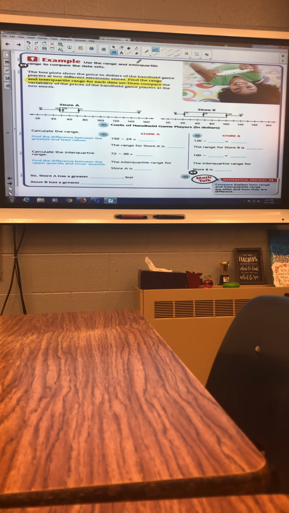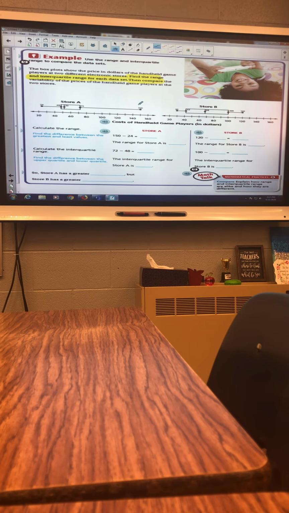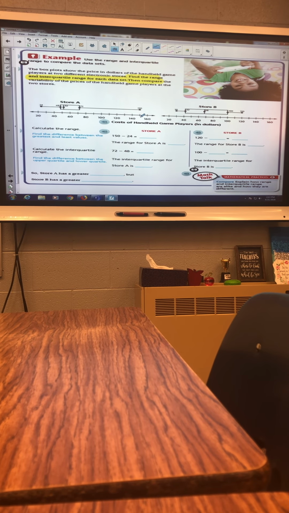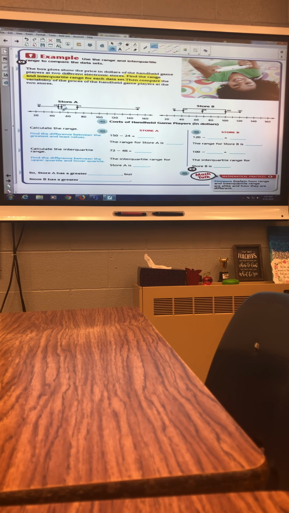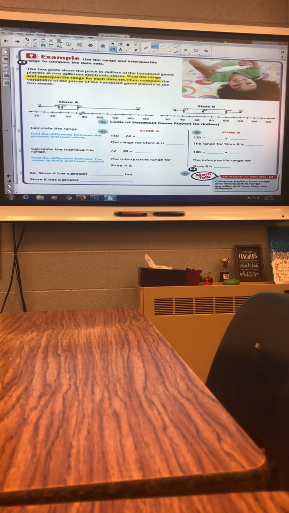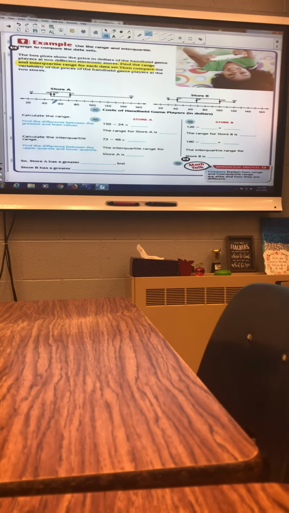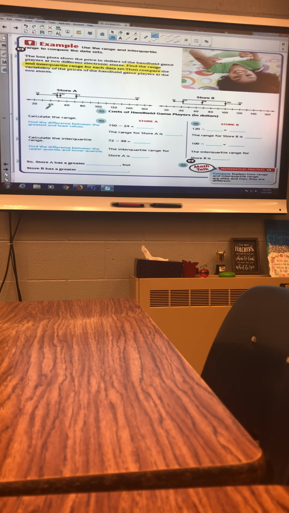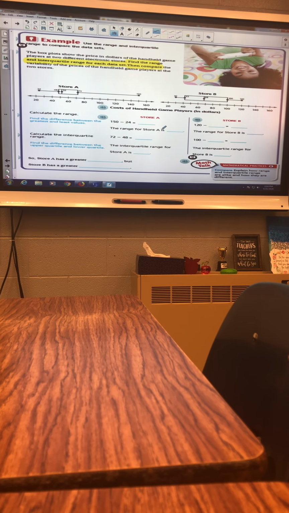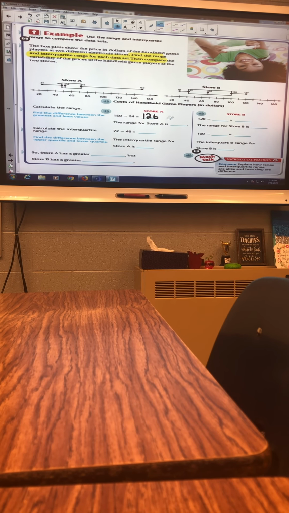Okay? So let's look at store A. So what store A is saying is the most expensive handheld game they have there is $150, and the cheapest is $24. The average price is 52. The upper quartile looks to be like 72, and the lower quartile is 48. So to find the range, we take the biggest minus the smallest. So we have 150 minus 24, and when you subtract that out, you get 126.